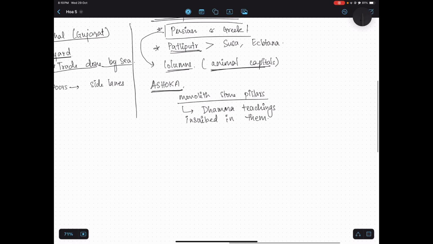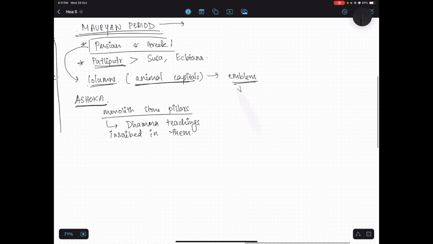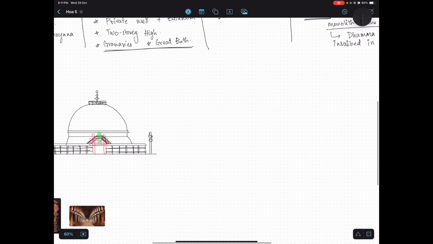Now, one example for the column that I would like to point out is our emblem, which is the lion capital of Sarnath pillar. It is a Mauryan column, and now let me talk about stupa.